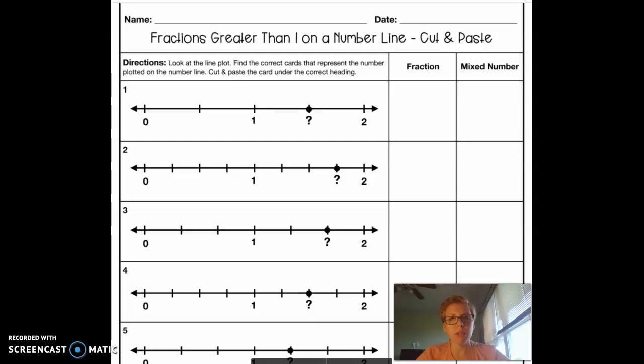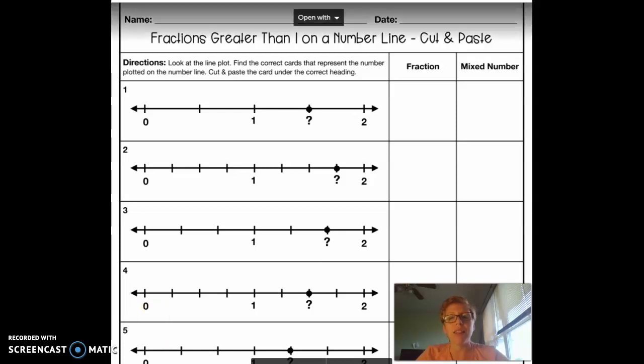For this activity, I want you to go to the back of your packet and get this worksheet, fractions greater than 1 on a number line, cut and paste. You will also need a pair of scissors and some glue. So grab those things, get your paper, put your name, number, and date on your paper, and come back to me. All right, let's discuss what you are doing in this paper.